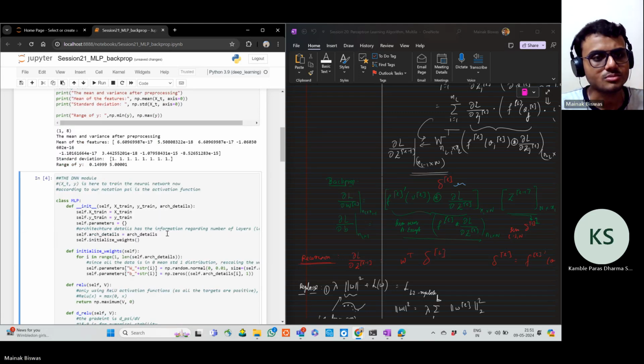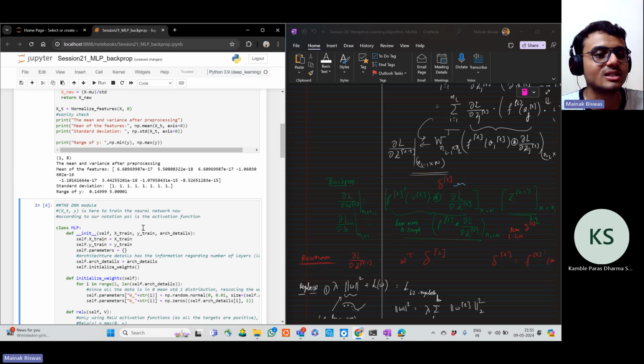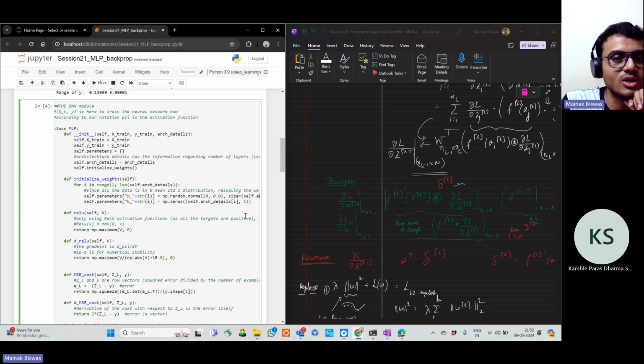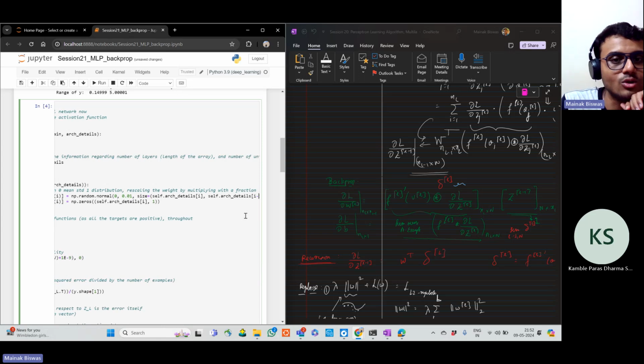So I'm not going to do anything to the y, just scale the x. So now you see the MLP. I've written a class which will take the x trained dataset, the y trained dataset, and the architecture details that you'll get. And here what I'll do is initialize the weights, as I said, randomly, because I don't want them to learn the same values.